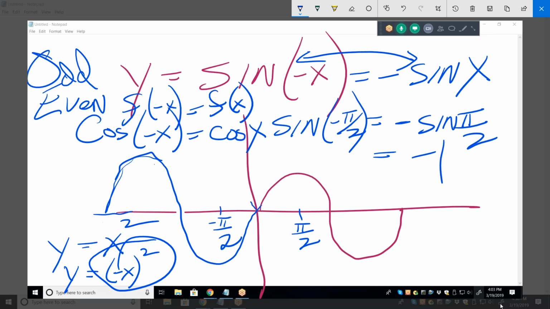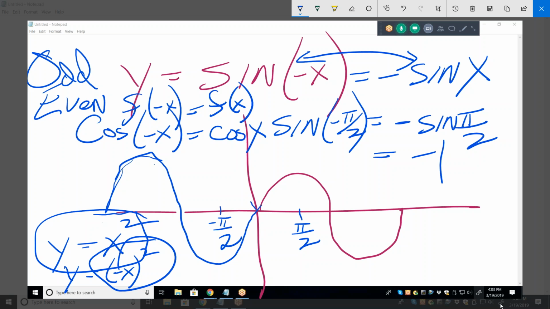So a parabola, y equals x squared, is an even function because it is symmetrical over the y-axis. The sine function is not symmetrical over the y-axis. It's symmetrical over the origin. There's three types of symmetry. There's symmetry over the x-axis, there's symmetry over the y-axis, and then there's symmetry over the origin.